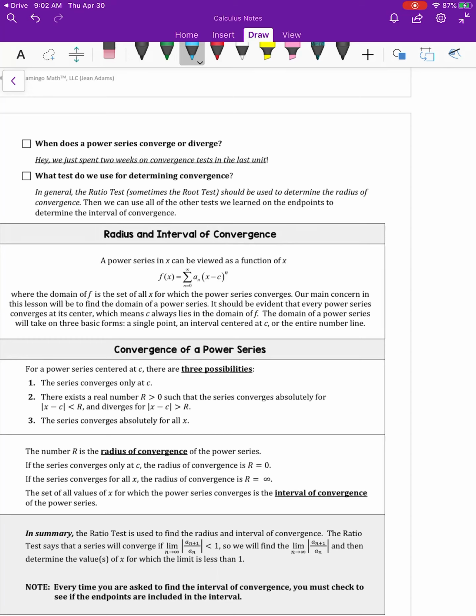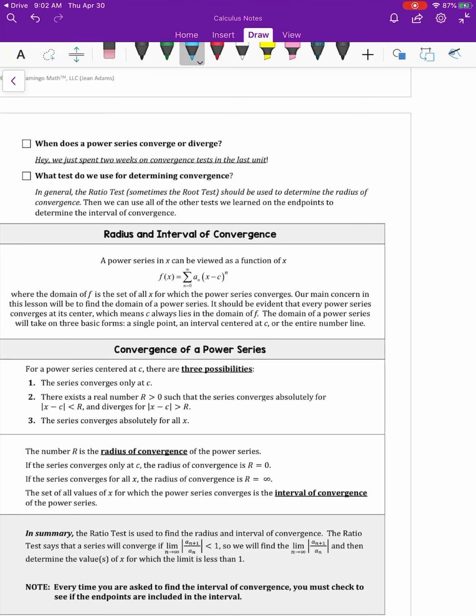A power series in x can be viewed as a function of x, where the domain of f is the set of all x for which the power series converges. Our main concern in this lesson will be to find the domain of a power series. Every power series converges at its center, which means c always lies in the domain of f. The domain of a power series will take on 3 basic forms: a single point, an interval centered at c, or the entire number line.